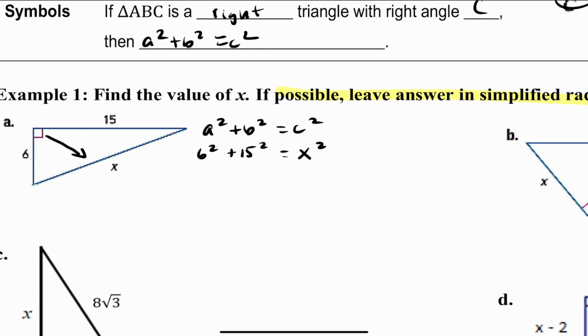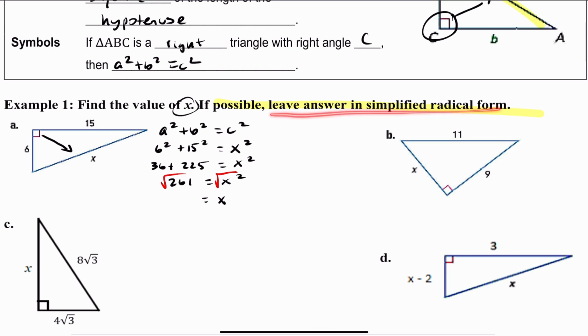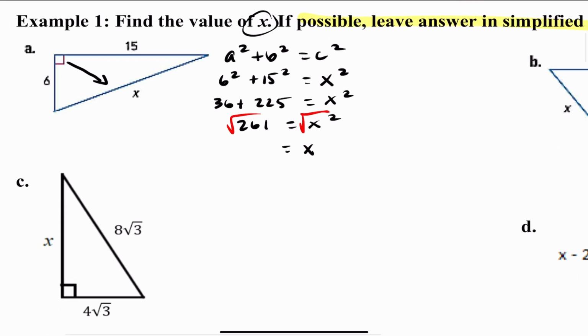6 squared is 36, and 15 squared is 225, which is equal to x squared. Now 36 plus 225 is 261. I equal that to x squared still, but now I'm solving for x, so I'm going to take the square root on both sides. So I get, well, the square root of x squared is just x. And then the square root of 261, I need to make sure I'm leaving my answer in simplified radical form because that's what the instructions told me to do.